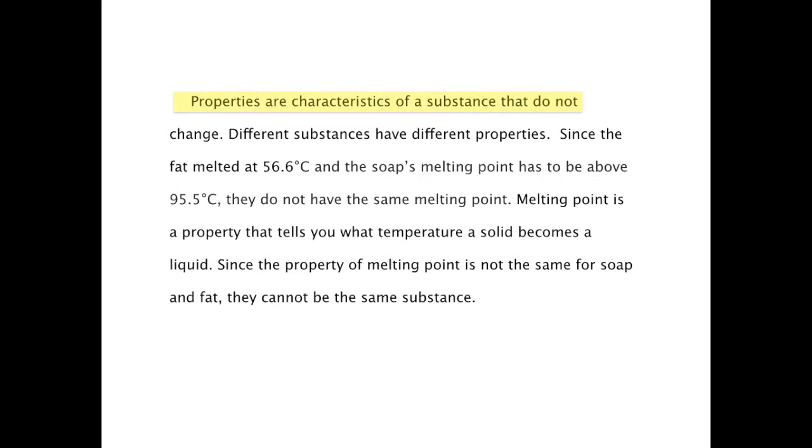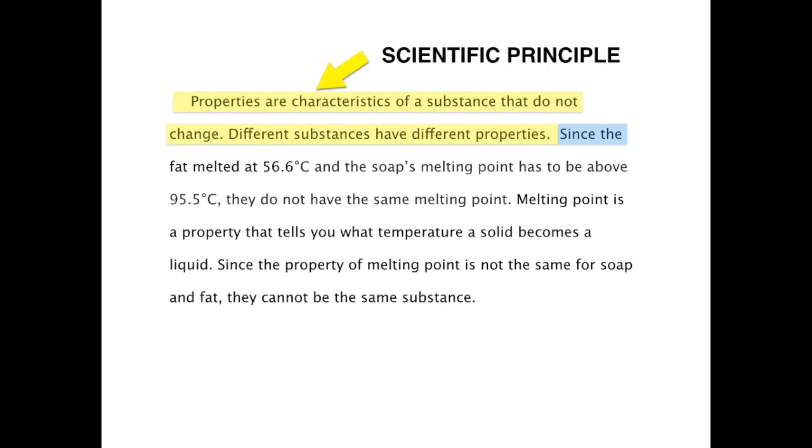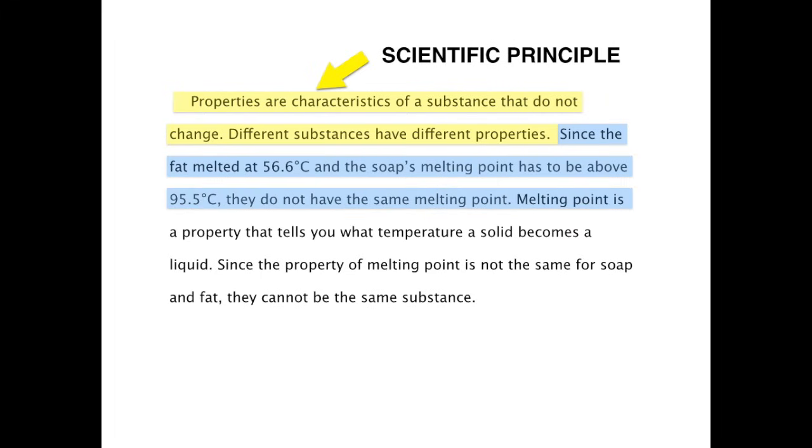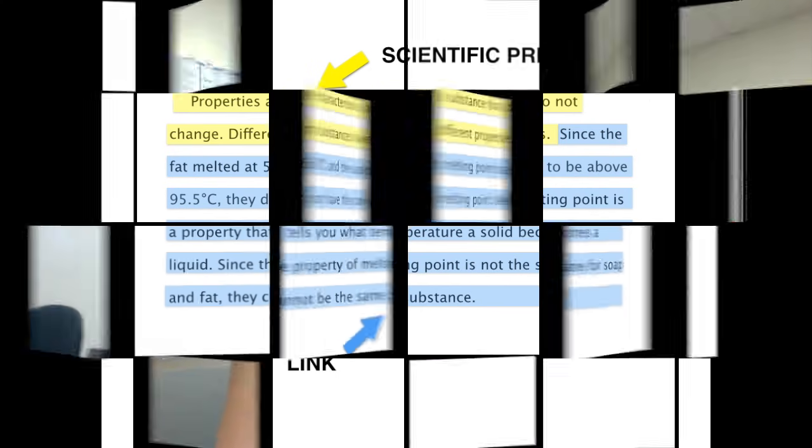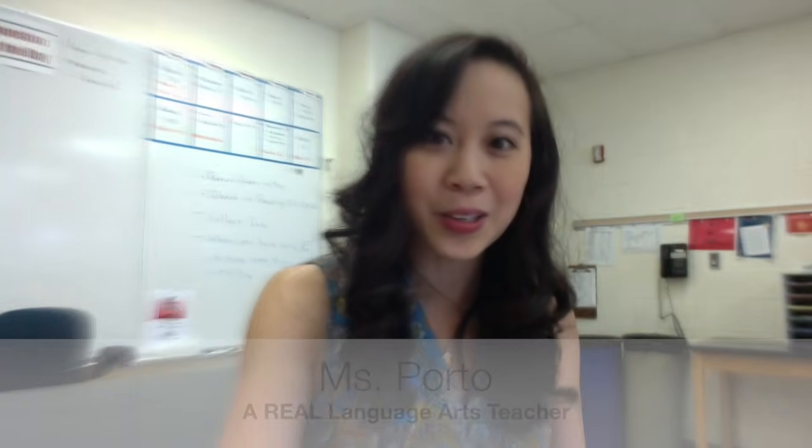Notice how they quote the whole scientific principle word for word, not just parts of it. Then our student follows it up with explaining the link between their claim and evidence based on the principle. The principle mentions properties, so the student explains that melting point is a property. What better way to show that melting points are good evidence to support the claim that soap and fat are different substances? Now's a great time to hear some testimonials from some real-life CER users.